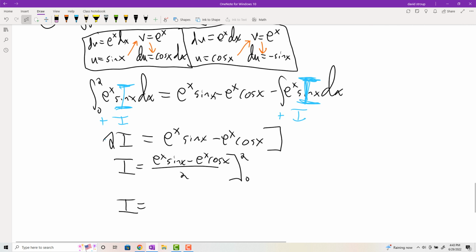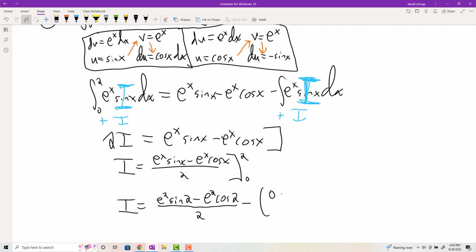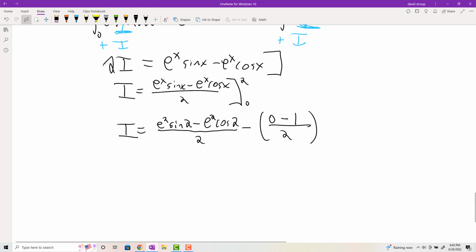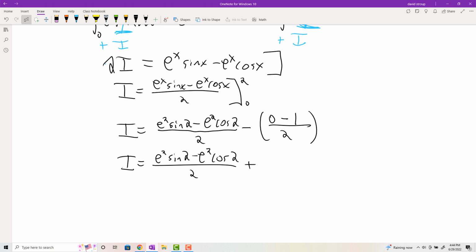Okay, so our integral will be e to the 2 times sine of 2. You probably need a calculator for that if you want. E to the 2 times cosine of 2 all over 2. And then minus the same thing with 0 plugged in, right? So I have e to the 0 times sine of 0, that's just 0. And then minus e to the 0 is 1 times cosine of 0 is 1, so 0 minus 1 all over 2. Of course, that's just negative 1/2, and then you got a negative, so your final answer, e squared sine 2 minus e squared cosine 2 all over 2 plus 1/2.